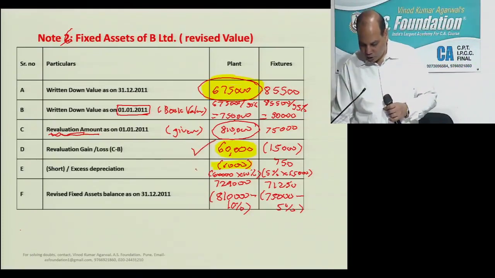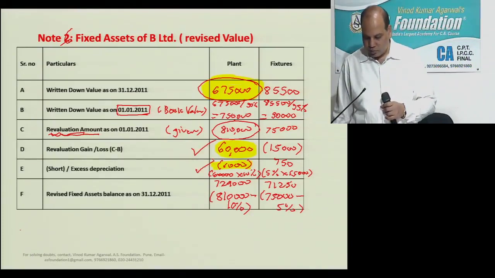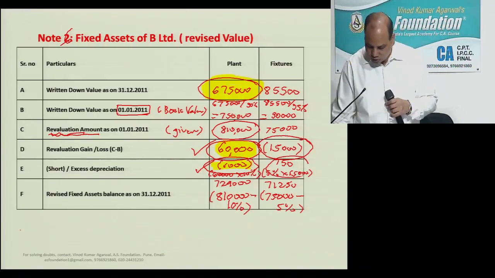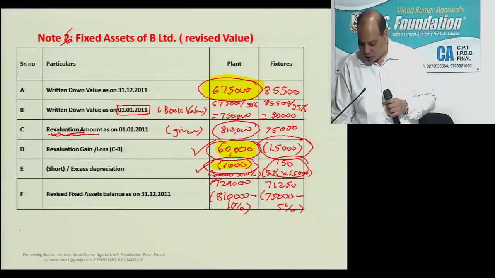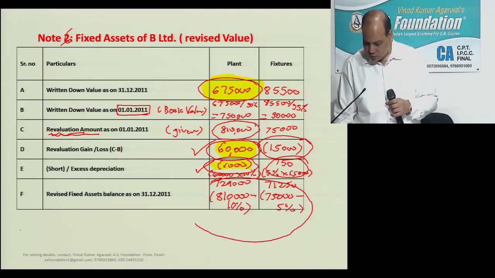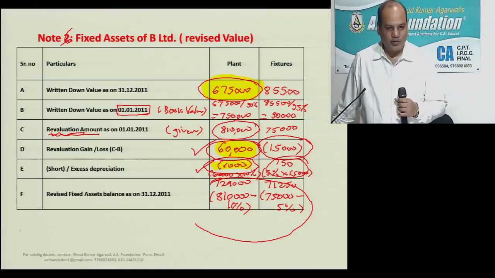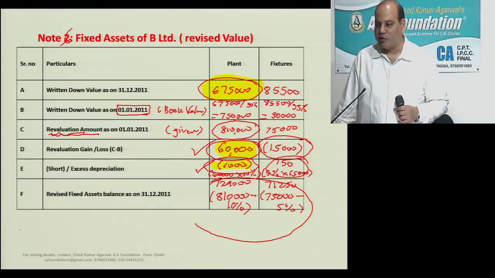This and this is revaluation gain or loss, short or excess depreciation on plant. So this will go to pre, this will go to post. This will go to pre, this will go to post. And these two figures will go to that note number 3 which you have prepared in your notebook. Yes or no? Tangible asset, note number 3.